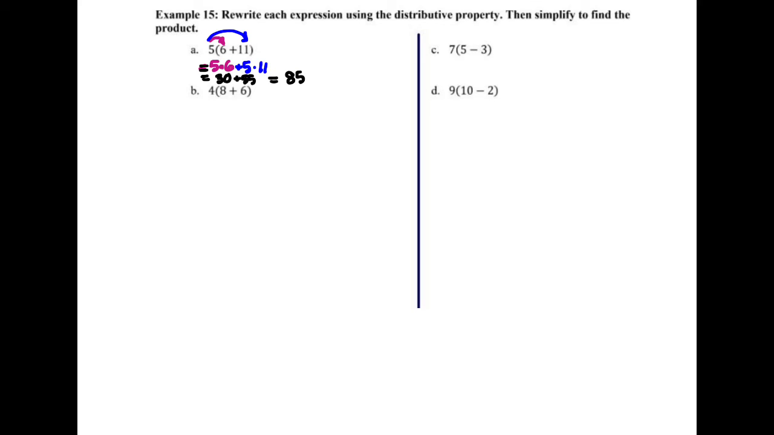So that might be easier than doing 5 times 17, which is what you would get if you added the parentheses first. It still is 85. It just gives you a different way of doing it. Okay, so let's do the next one. And I'm going to rewrite it down here so I have more space to do my arrows above it.